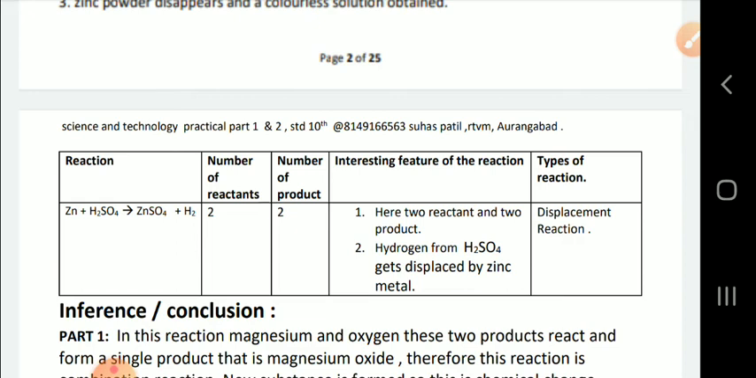O2 gas is liberated. Then for the number of reactants you have to write 1, because Pb(NO3)2 is one reactant only. The number of products you have to write 3. Why? Because you already know that 3 products are formed: lead oxide, nitrogen dioxide and oxygen gas. Then the next column is already written there, and the type of reaction will be decomposition reaction. So all this you have to write, children.